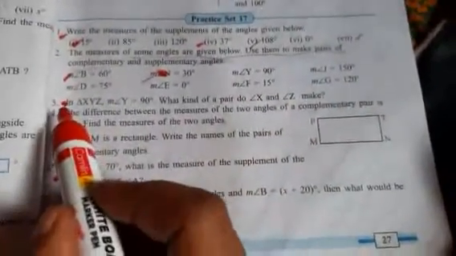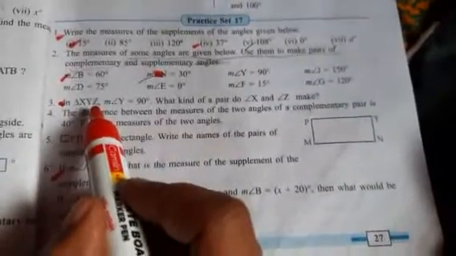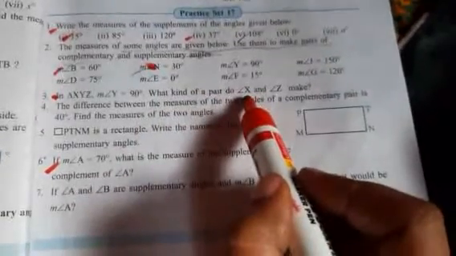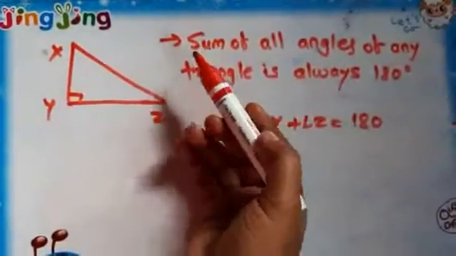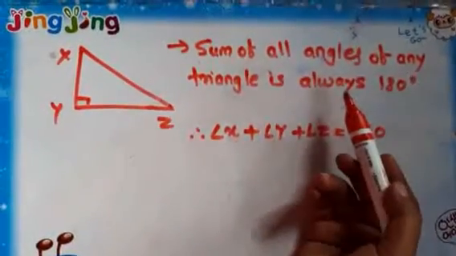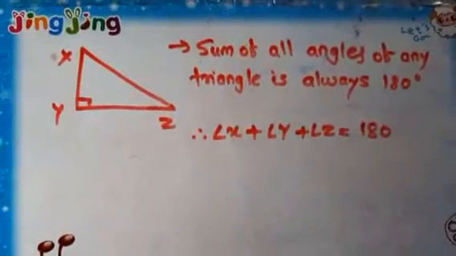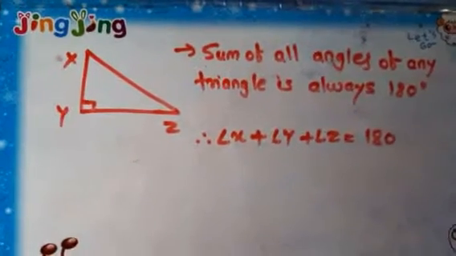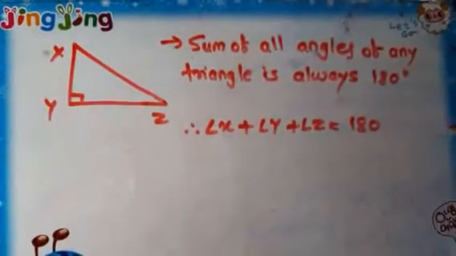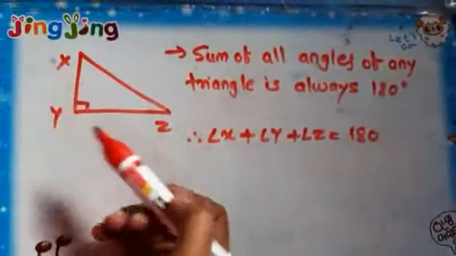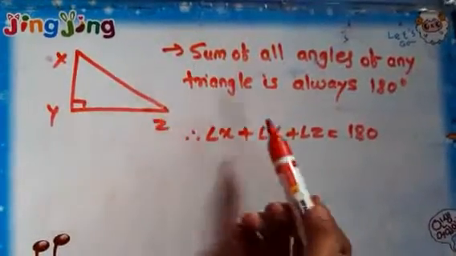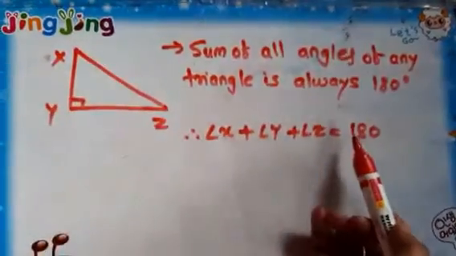Now we will move to the next. In triangle XYZ, the measure of angle Y is equal to 90 degrees. What kind of pair do angle X and angle Z make? For that we know that the sum of all angles of any triangle is always 180 degrees. This means any type of triangle we take will surely have 3 angles, and the addition of these 3 angles will always be 180 degrees. So for this triangle we can write that angle X, angle Y and angle Z, these total 3 angles, addition will be 180.